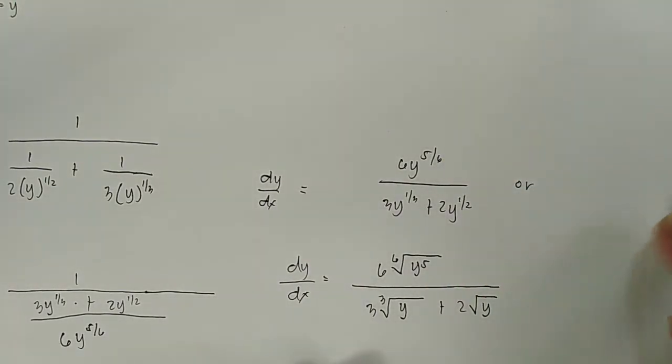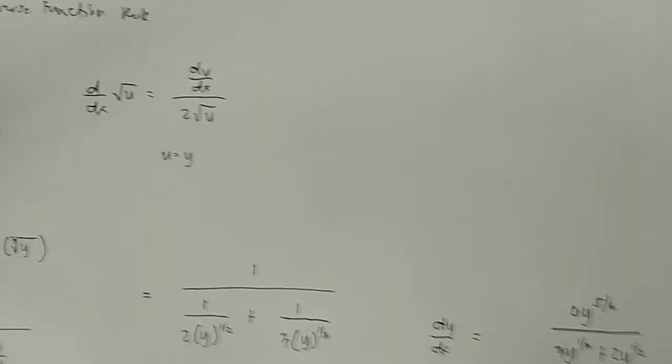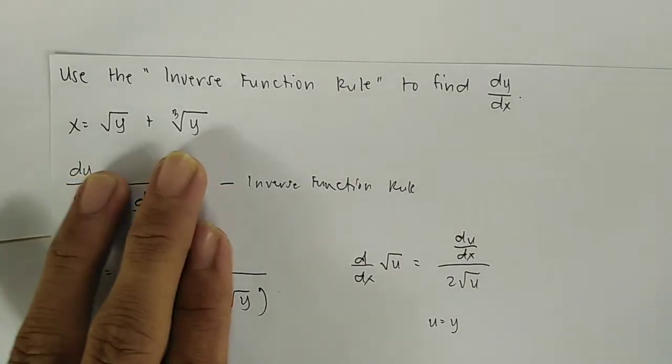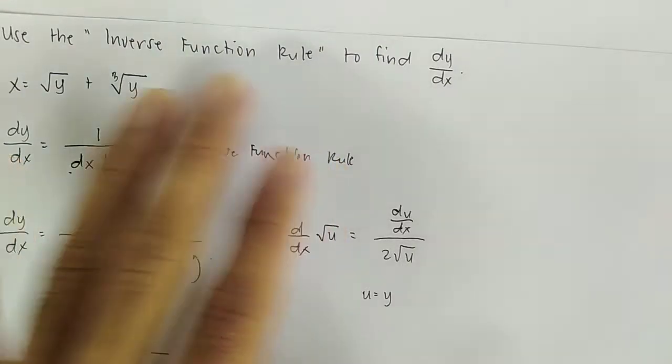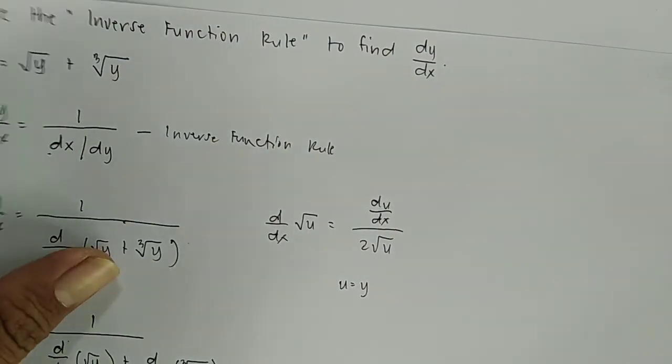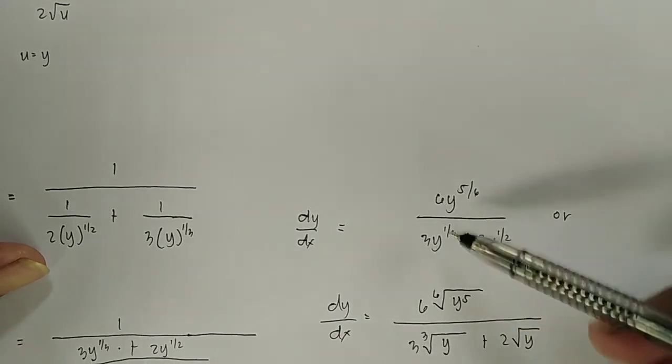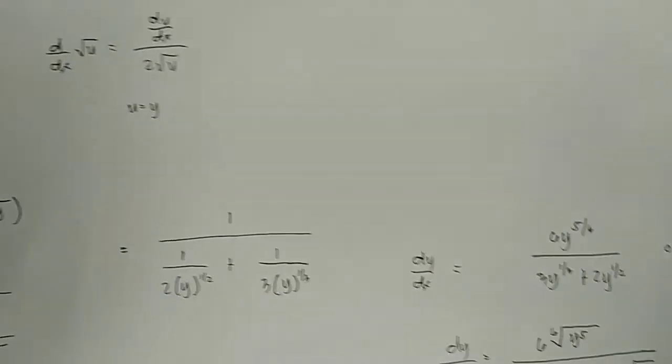So yung derivative ng function gamit ang inverse function rule. So ang derivative ng function na to, x is equal to the square root of y plus cube root of y. Gamit ang inverse function rule, hinahanap natin yung derivative of the function y. So ay ito or ito. So yan. So dadako na tayo sa pangalawang halimbawa natin.